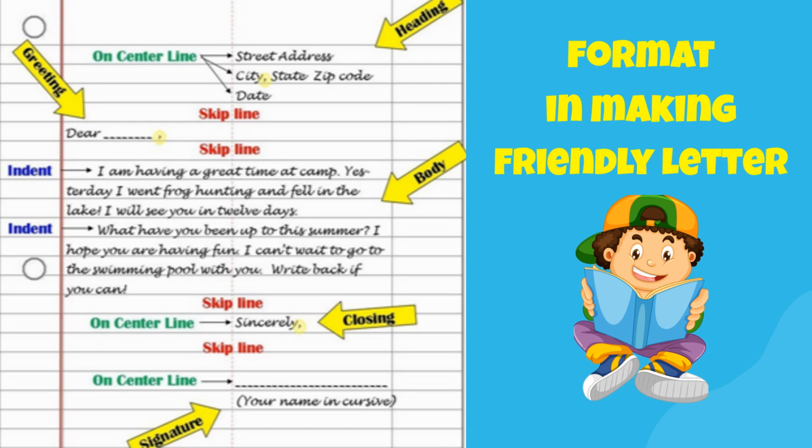Of course, the body, as you can see here, you should indent the first sentence of the paragraph, as illustrated by the arrow. Okay? So I am having a great time at the camp. Yesterday, I went frog hunting and fell in the lake. I will see you in 12 days. That's the body. And then the second paragraph, the first sentence is also indented.